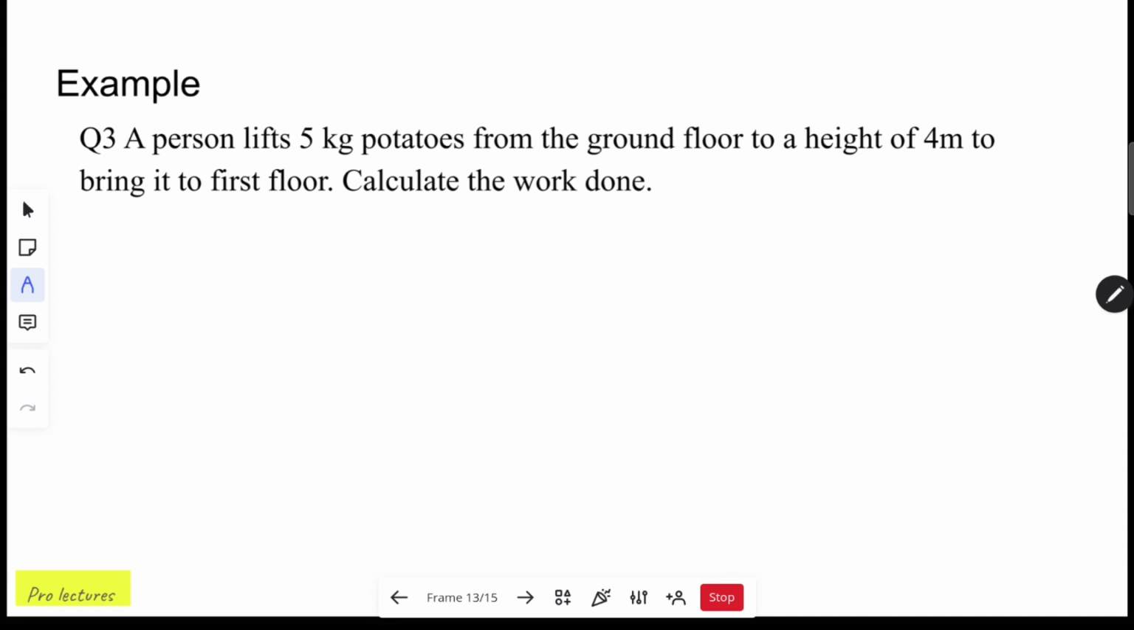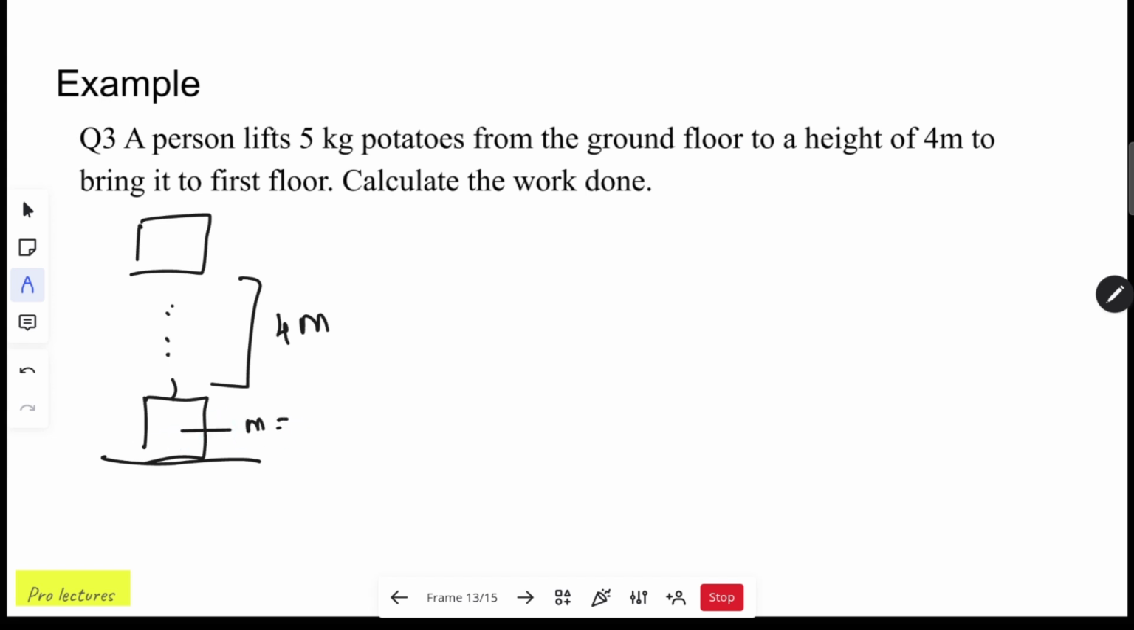Let us see another example. A person lifts a 5 kg potato from the ground floor to a height of 4 meter to bring it to the first floor. Calculate the work done. Here, this is the object. This is lifted up to a height of 4 meter. Mass is 5 kg, from the ground floor to first floor. Calculate the work done.